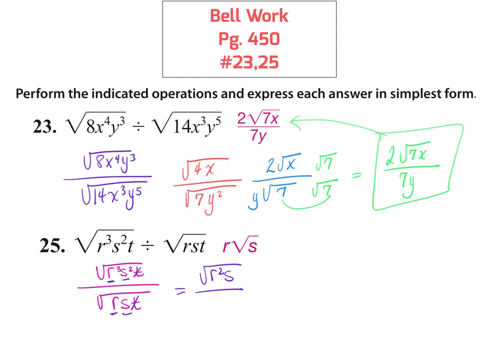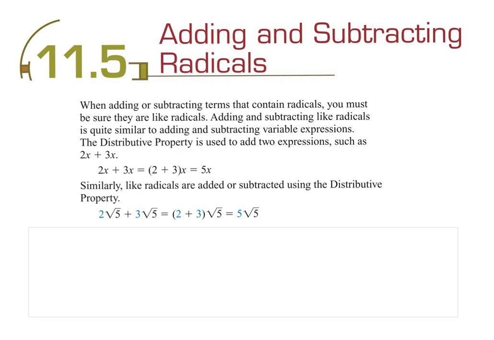Now I'm going to look and see if I can simplify this. Well, I have a squared inside a square root, right? And so remember, if it groups according to my index, I can take it out. So that means the r can come out and the s will stay in. So we have done multiplying and dividing with radicals. Now we're going to look at adding and subtracting them.